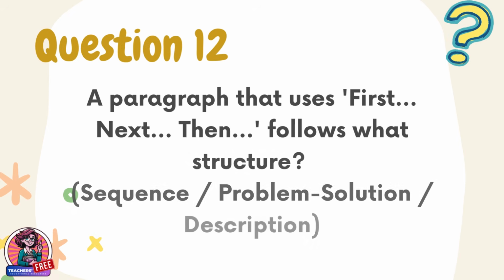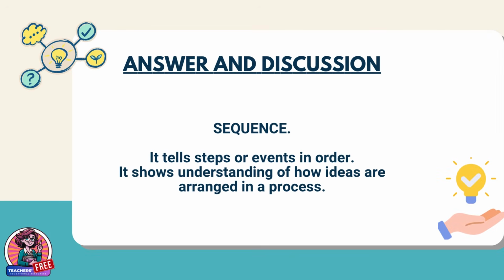Question 12. A paragraph that uses first, next, then follows what structure? Sequence, problem solution, description. Answer: sequence. It tells steps or events in order. It shows understanding of how ideas are arranged in a process.